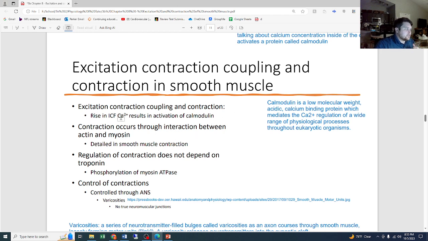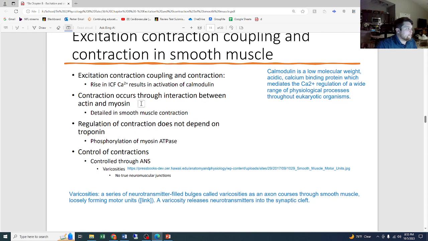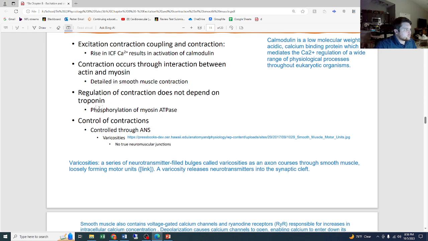So a rise in that ICF calcium results in activation of calmodulin. The contraction occurs through interaction between the actin and the myosin, just like the skeletal muscle. The regulation of contraction does not depend on troponin. This is where it's different from skeletal muscle. But it does depend on the phosphorylation of the myosin ATPase.